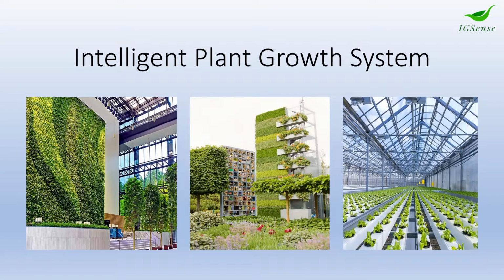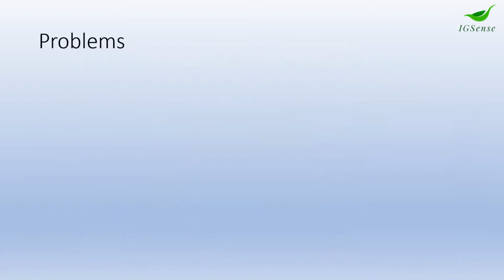Intelligent plant growth system is an automatic system to control the plant growth process. It can be used in big or small farms, gardens, greenhouses, indoor and outdoor green walls, and vertical farms. It means we can use this system in any place, in any weather conditions, and at any scale.